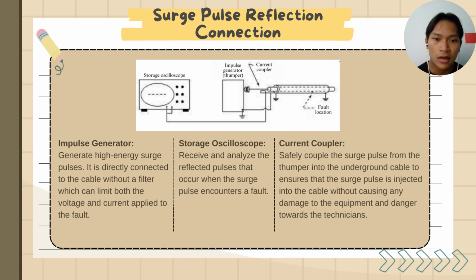Another one is the current coupler. It is used to safely couple the surge pulse from the thumper into the underground cable to ensure that the surge pulse is injected into the cable without causing any damage to the equipment and also the cable. Also, to avoid danger to the technicians working when locating the fault.